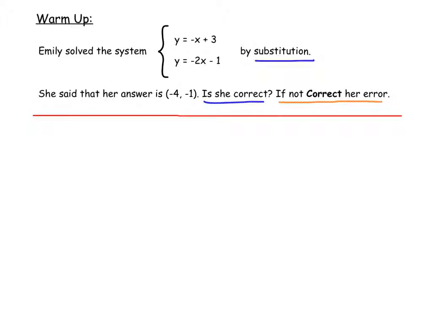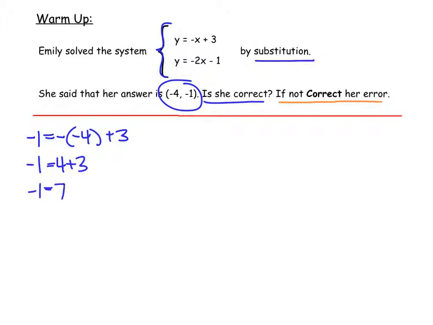So first, let's go ahead and plug this value into our system and see if it's right or not. So if we plug in y is -1 and x is -4, do we get the right answer? We get -1 equals 4 plus 3, -1 equals 7. Okay, we know that is not correct. So her answer is wrong.